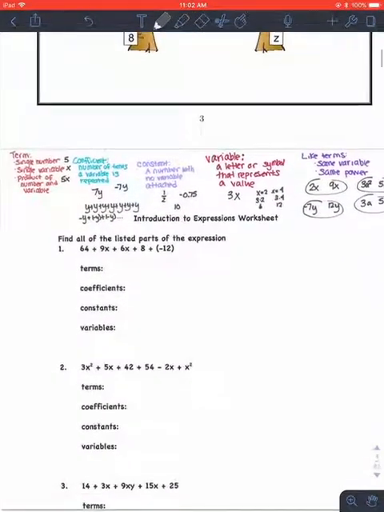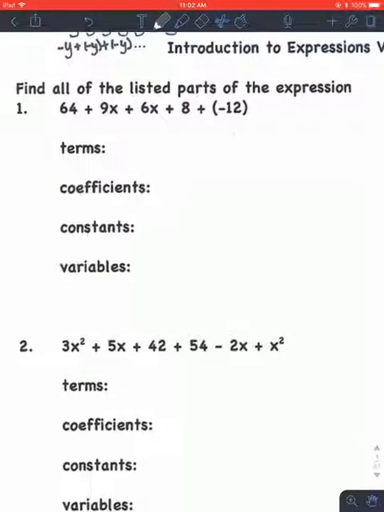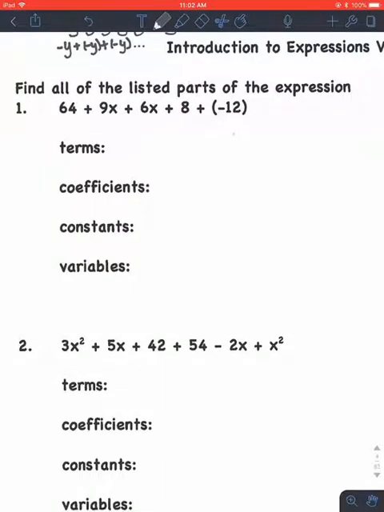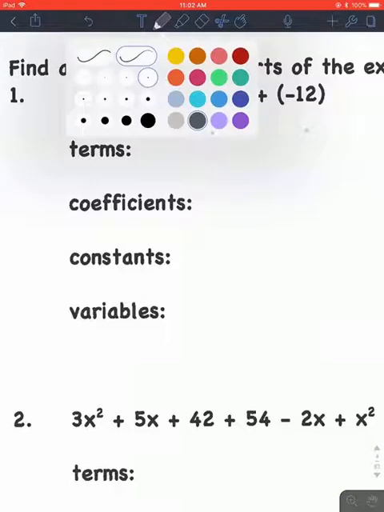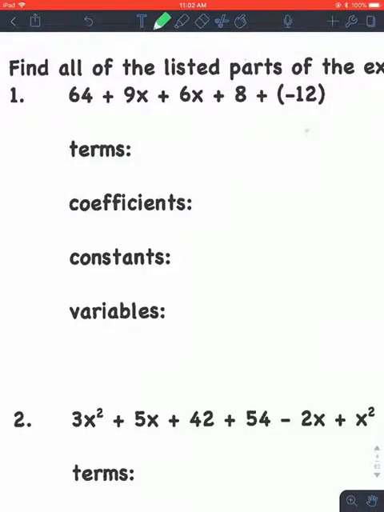So let's get to work with these problems. It says to find all of the listed parts of the expression. The first thing we're going to do anytime we have an expression is chunk it. We're kind of just practicing for now, but it's going to be a really useful skill later when we need to combine like terms and add these expressions up. So you could use colors or shapes.